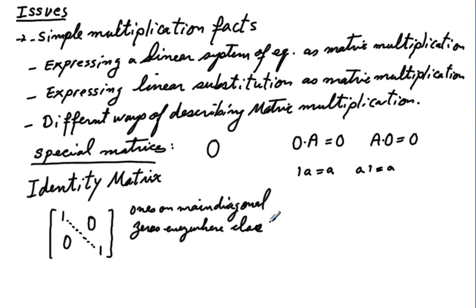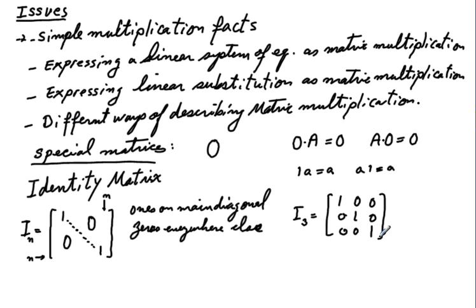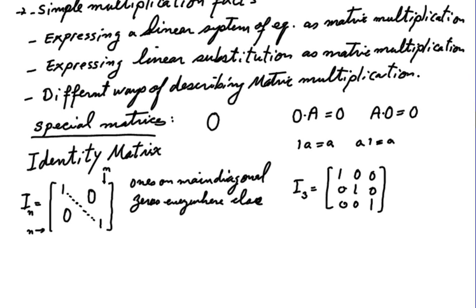Well, how big is it going to be? Well, it depends on how many rows and columns you've got. If I write I sub n, that means I have n rows and n columns. For example, I3 would be 1 0 0, 0 1 0, 0 0 1. So I3 is a 3 by 3 square matrix. On the diagonal we have just ones. Everywhere else we have zeros. We have 6 zeros. So what is so big a deal about this?